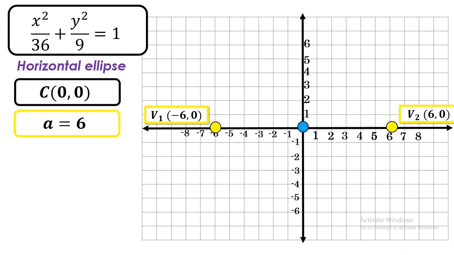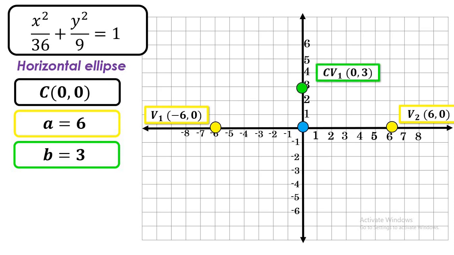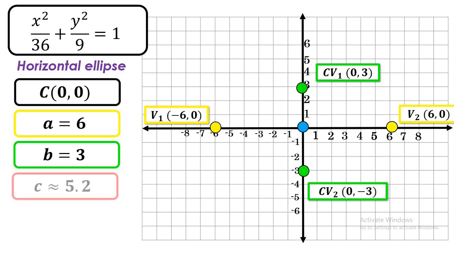Next to be plotted would be the co-vertices using the value of b. So b squared is 9, so the square root of 9 is 3. To plot the co-vertices of a horizontal ellipse, the movement would be up and down from the center. So moving 3 units above will give us CV sub 1 or (0, 3). And below will give us (0, -3). After that, of course, we need c. And c is approximately 5.2. Again, just to recall, how do we solve for c? The formula is the square root of a squared minus b squared.